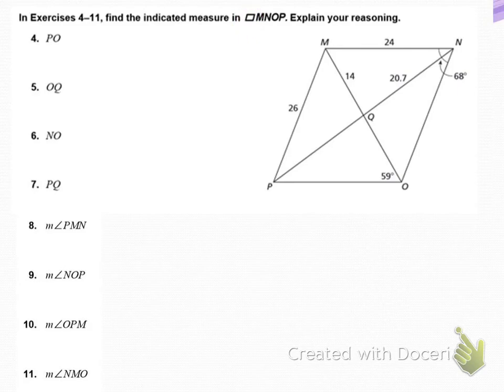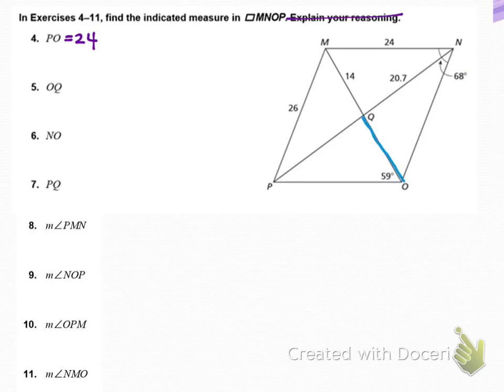We're not necessarily going to do that in this one. You would just be saying opposite sides are congruent. Opposite angles are congruent. Consecutive angles are supplementary. We don't need it. You are going to explain on one of them, and I'll show you why. All right, so we're going to start with PO. Is it a side, an angle, or a diagonal? It is a side, so it's going to be congruent to the opposite side, which is 24.